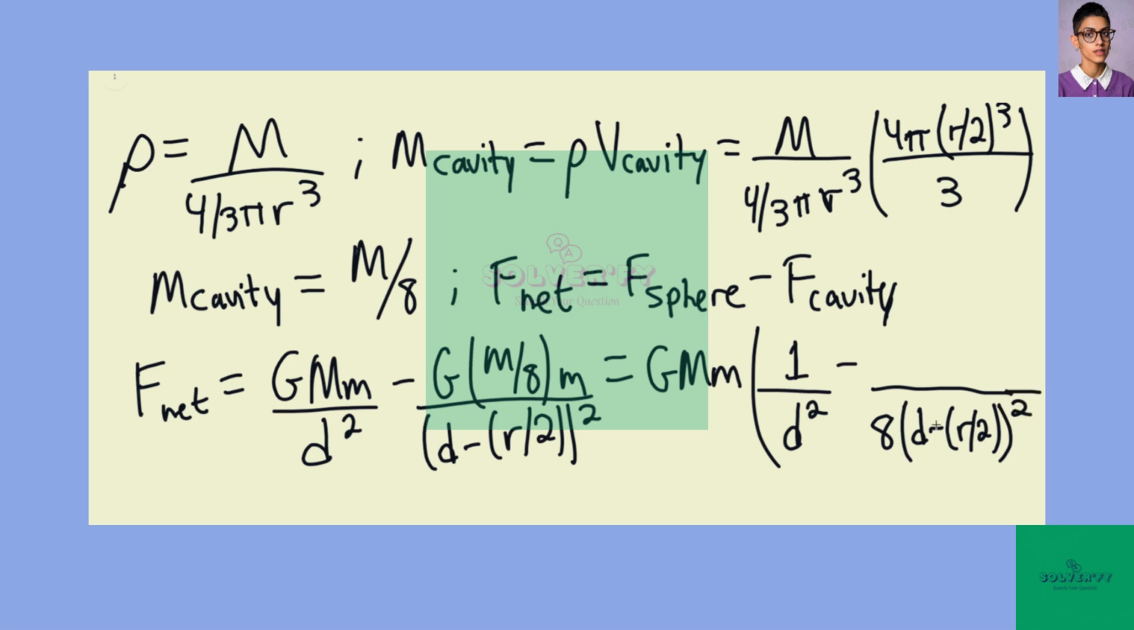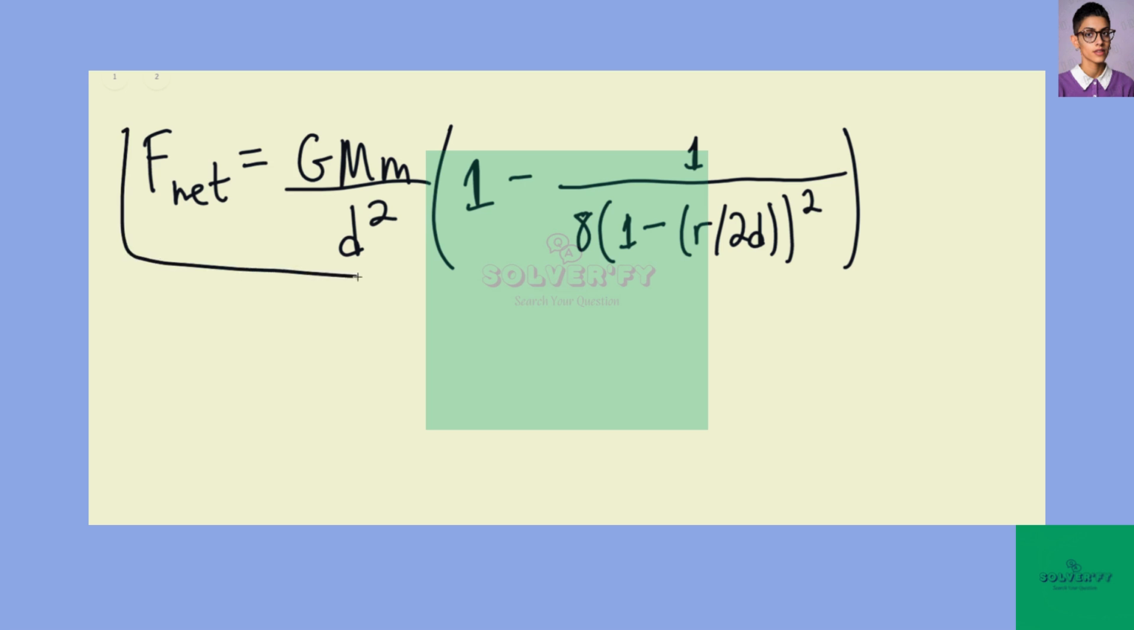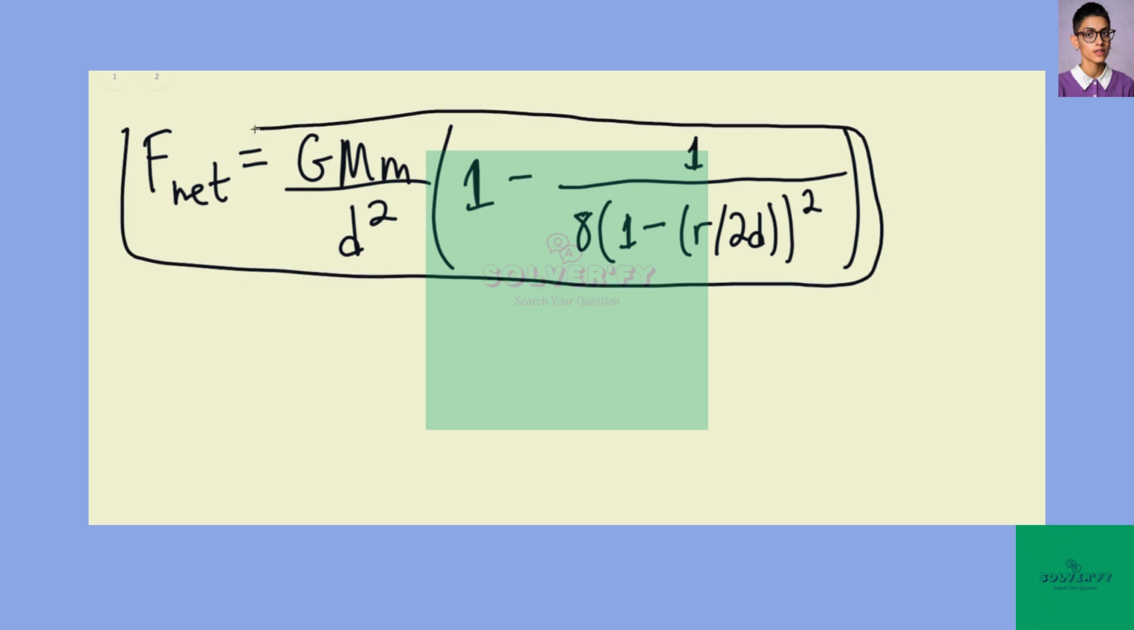So the d is also included in that, and then 1 as the numerator. And we find that the net force can be simplified and say that this is going to equal G times M over d squared, and then times 1 minus, and then here it would just be 1 over 8 times 1 minus r over 2d quantity squared. And so this would be the magnitude of the gravitational force.